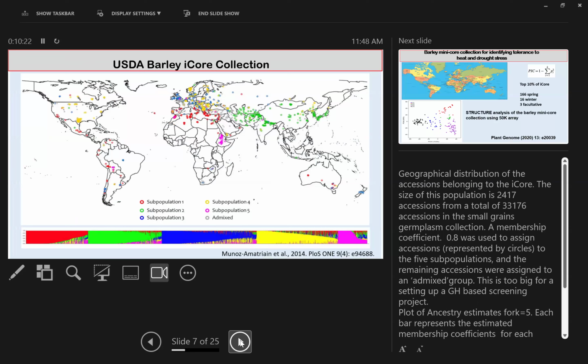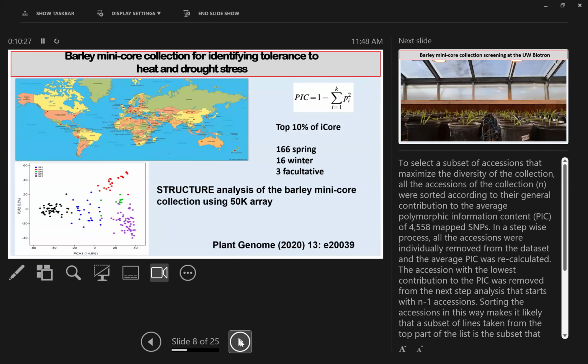We have some data here, but 2,400 accessions is a lot of accessions for us to screen, given our resources and the size of our greenhouses. So we had to come up with some smart way of picking the best subset, if you will. In fact, in that paper, they talk about using the polymorphic information content, where they take out one line at a time and see how it affects the average polymorphic information content. That way, when you pick the top 10% of the lines, you probably capture the maximum genetic diversity within this pool. And that was the idea behind this.